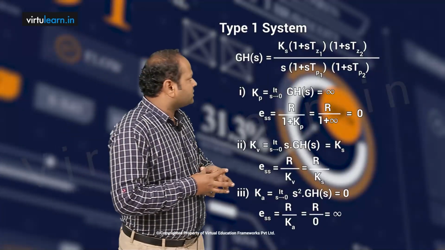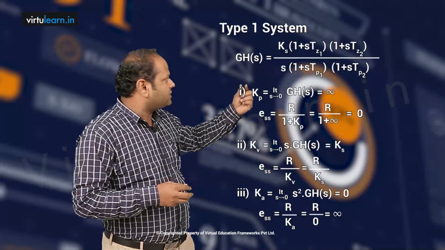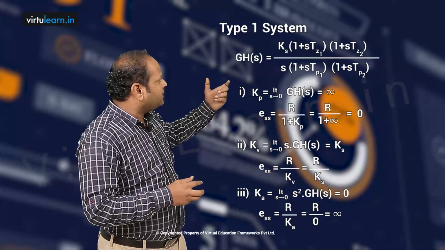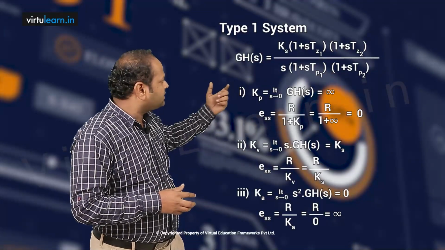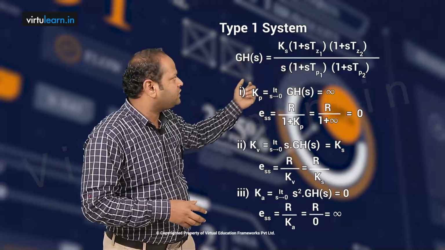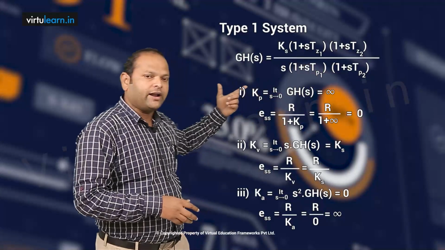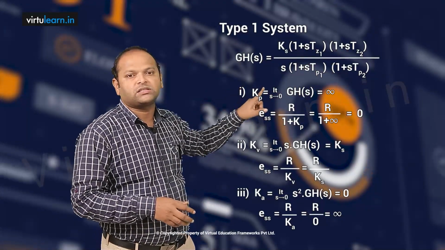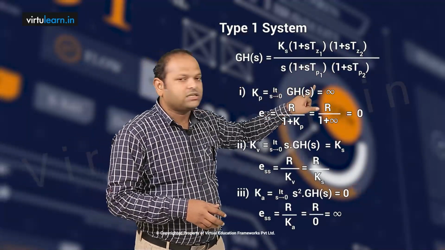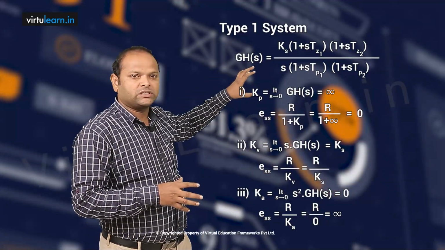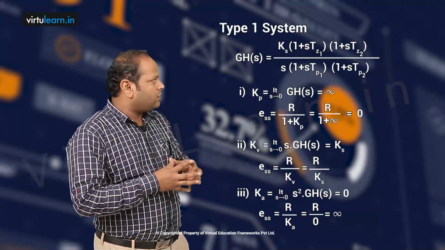In type 1 system, in the denominator of the GH of s function, s power p, the p value is 1. Then what will be the resultant GH of s? GH of s numerator is as it is, Ks into (1 plus s Tz1) (1 plus s Tz2), divided by s into (1 plus s Tp1) (1 plus s Tp2) and so on. So this is the open loop transfer function, and we will substitute it into the formulas.